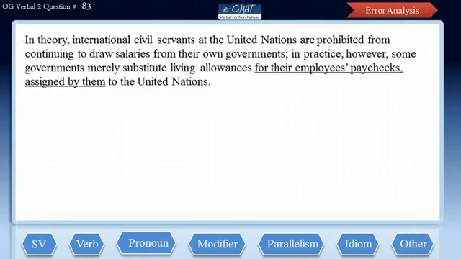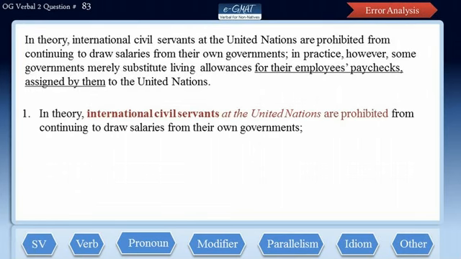So here comes the first clause. In theory, international civil servants at the United Nations are prohibited from continuing to draw salaries from their own governments. Here, international civil servants at the United Nations is the subject and are prohibited is the verb.